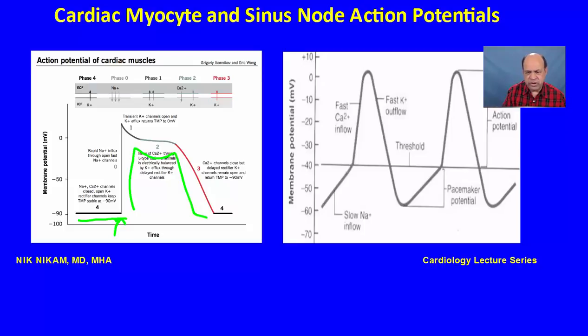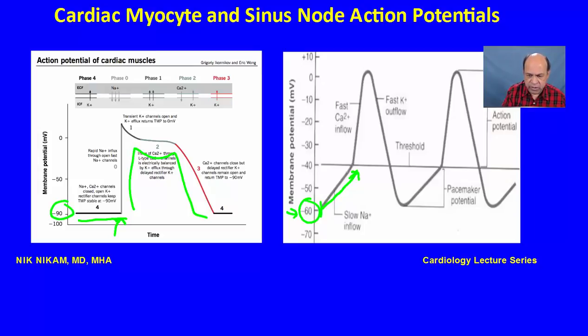Whereas in a sinus node or any pacemaker cell, the action potential varies a little bit. As you can see, we don't have a flat resting phase. During the resting phase, there is a gradual increase in the voltage in a pacemaker cell. Also, the resting voltage is minus 60 millivolts in a pacemaker cell as compared to minus 90 in a myocyte.